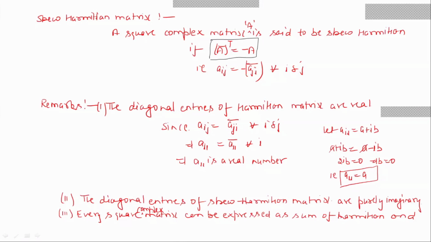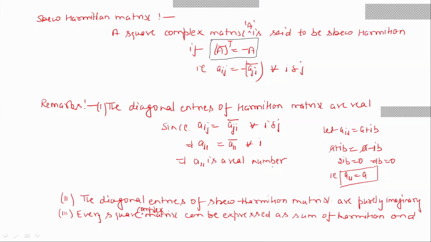You can similarly prove this now. By this criteria, A will become 0, so Aij will become iota B. So it is purely imaginary or 0.